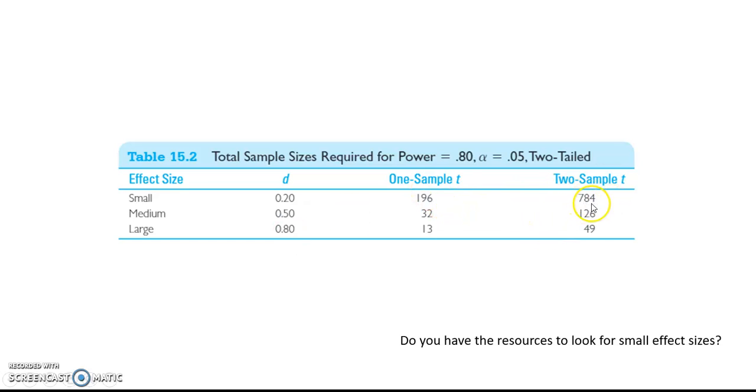Or if you're doing a two-sample test, you got to get 784 people. Now, sometimes you can do that, but that's something you'll need to consider. Okay, so you may not have the resources to do research studies in which you're looking for small effects, these subtle little things. So you might need to adjust your research question and think through what are the questions that you would anticipate showing a big difference. Okay.